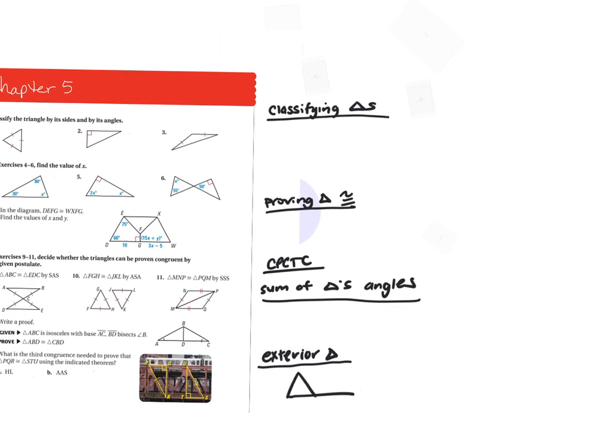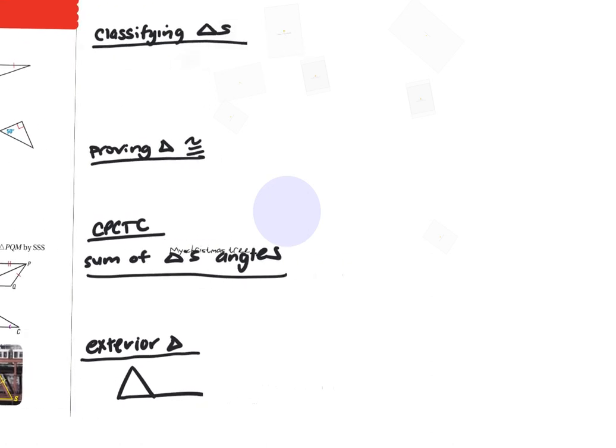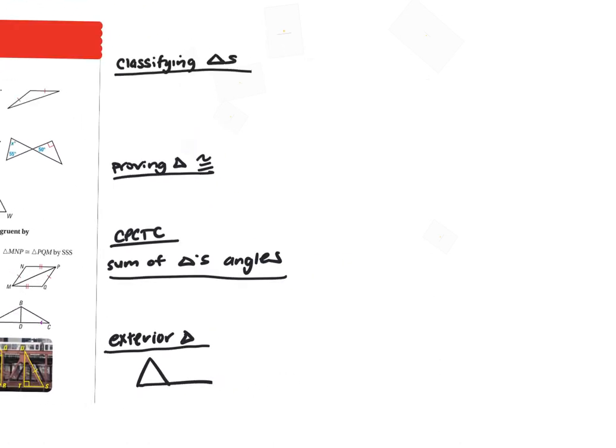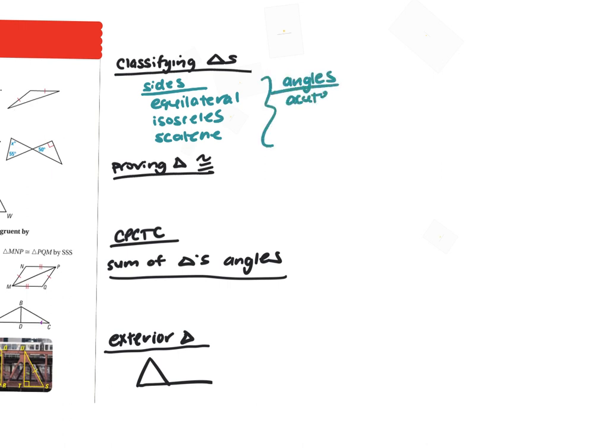All right, chapter 5 came classify. So you need to know how to classify based on sides and angles. So sides, you've got equilateral, isosceles, scalene, and then angles, there are 4: acute, right, obtuse, and equiangular.